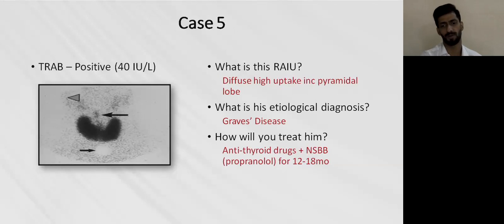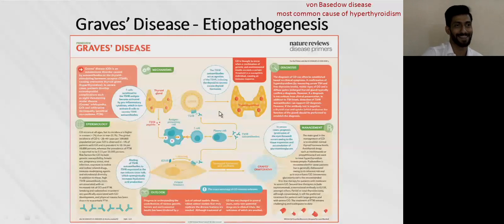Beta blockers, that is propranolol, and antithyroid drugs for 12 to 18 months. Which is not the clear answer to the question. Correct. So we'll come to the clear answer.